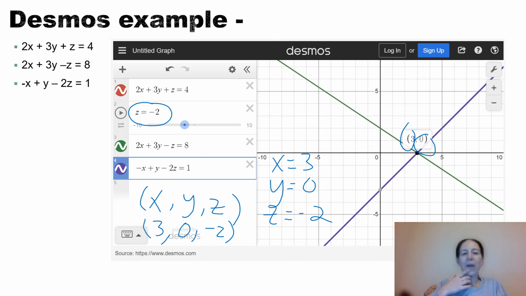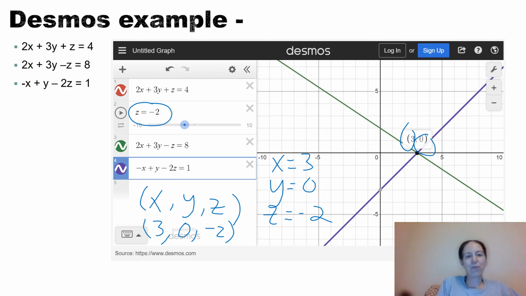Okay, so the way that you do that in Desmos is you type in all 3 of your equations and then you add a slider for the Z. And then you move the slider until you get all 3 lines to converge on a single point. And that point will give you the X and the Y, and then the value on the slider for Z will give you the Z value. So you might want to rewind that and watch me do it again, because you are going to have to do one in Desmos on your own and see how it goes.